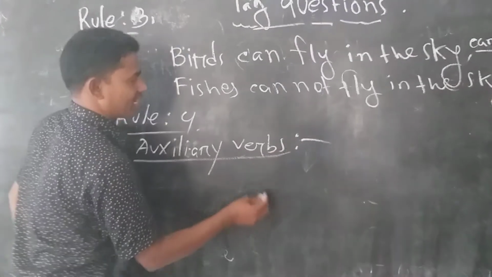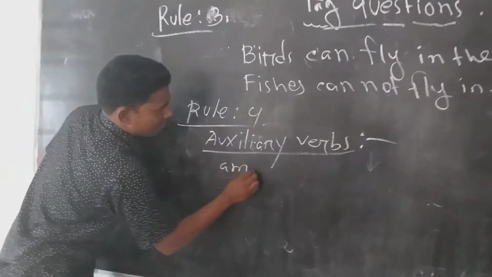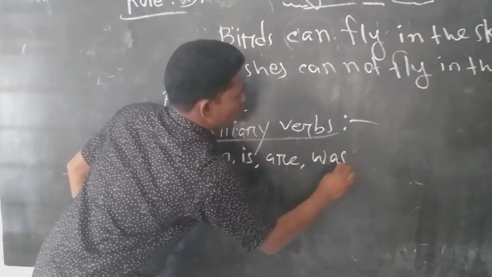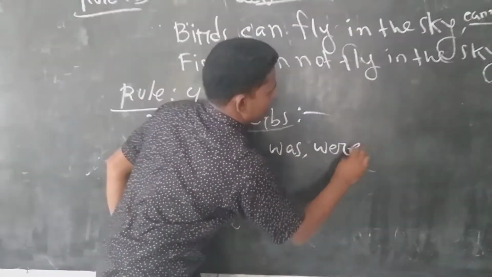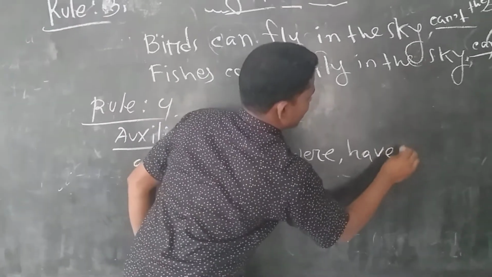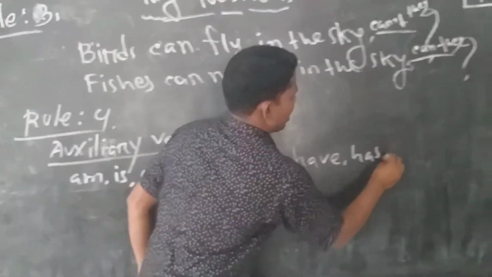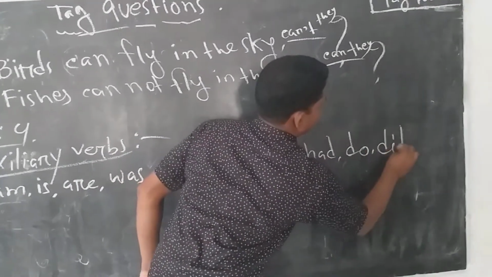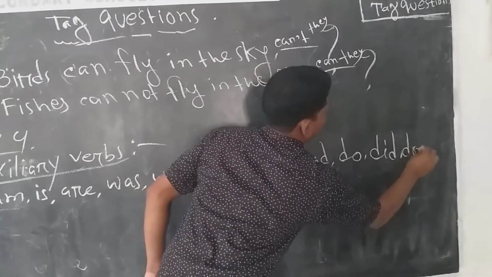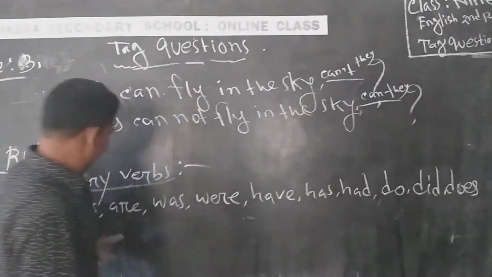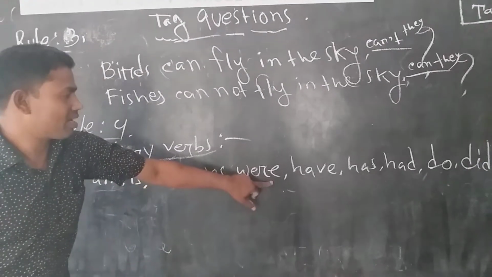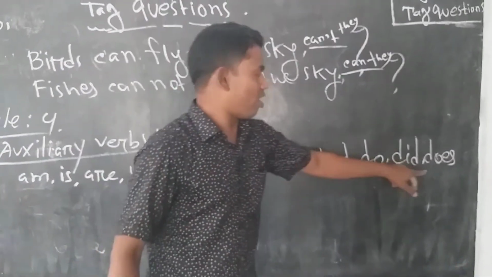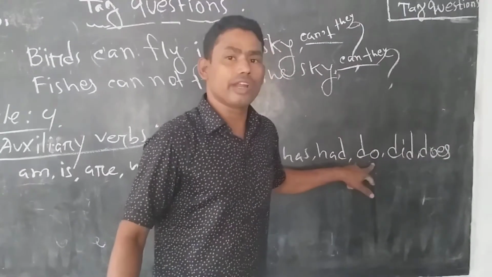That is: am, is, are, was, were, have, has, had, do, did, does. This is the be verb. Next one, do verb, have verb. Another one, these are do verbs.